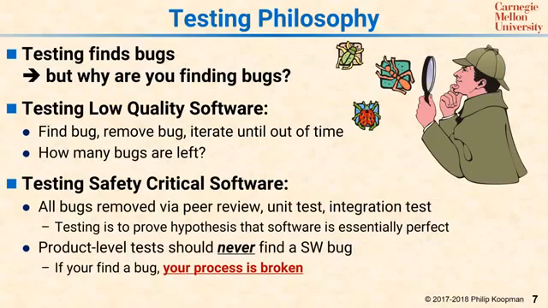And so when you're testing safety critical software, you treat finding a bug in product test as an all-hands emergency that your process is broken and you need a big fix to make sure that all the other bugs that must have slipped through also got taken care of. That's in stark contrast to everyday software where testing is basically debugging.